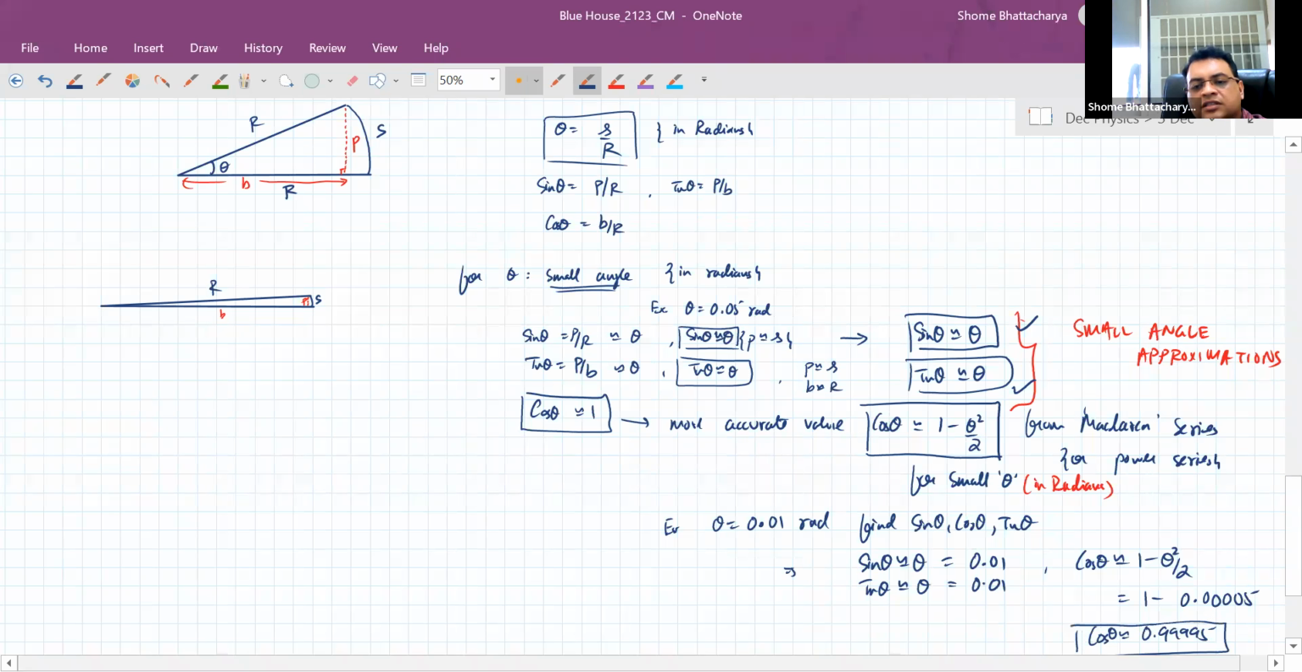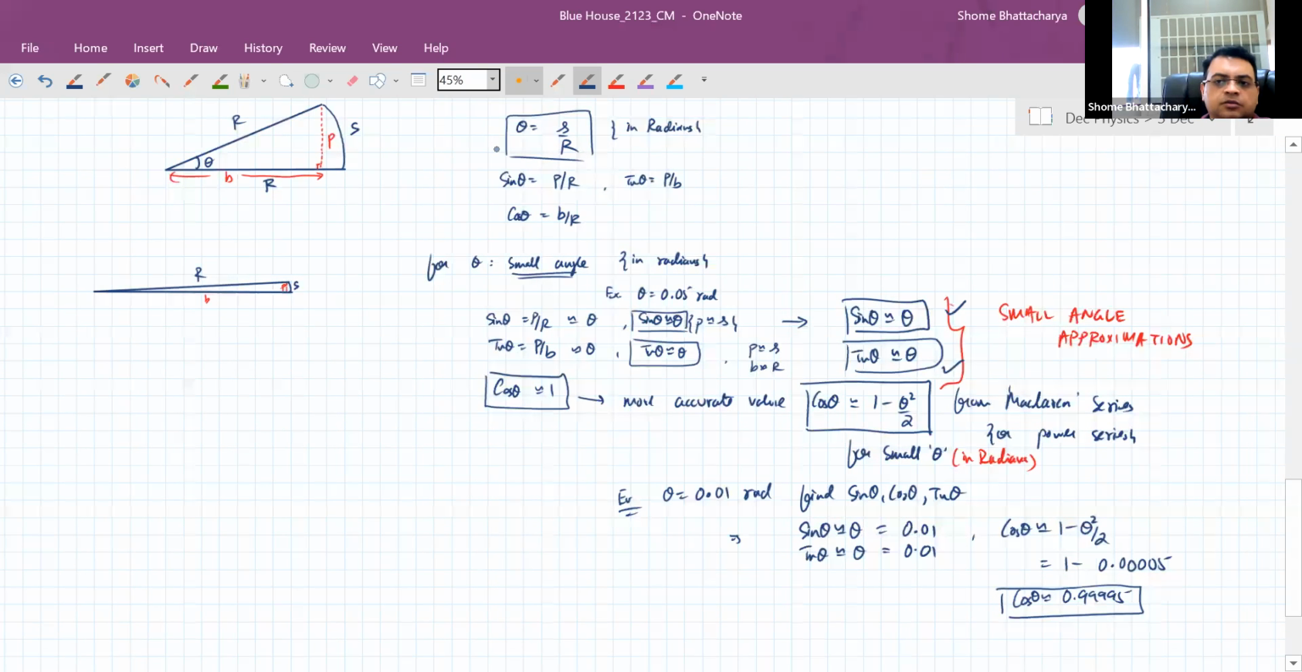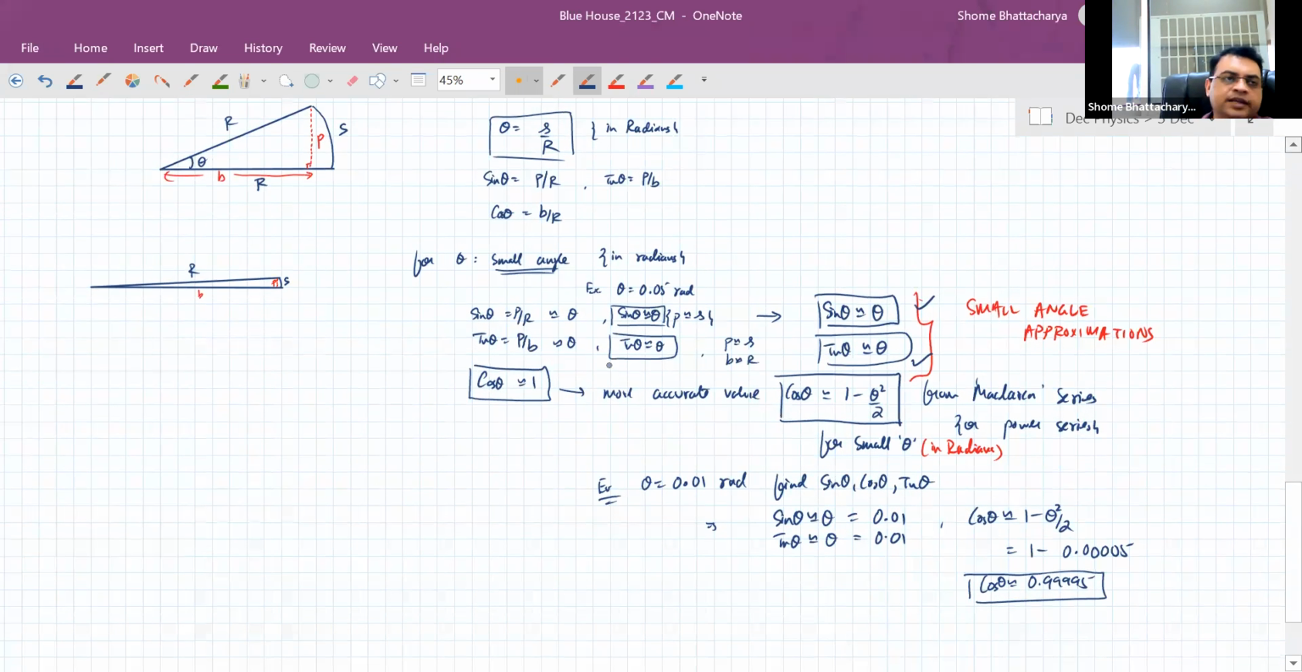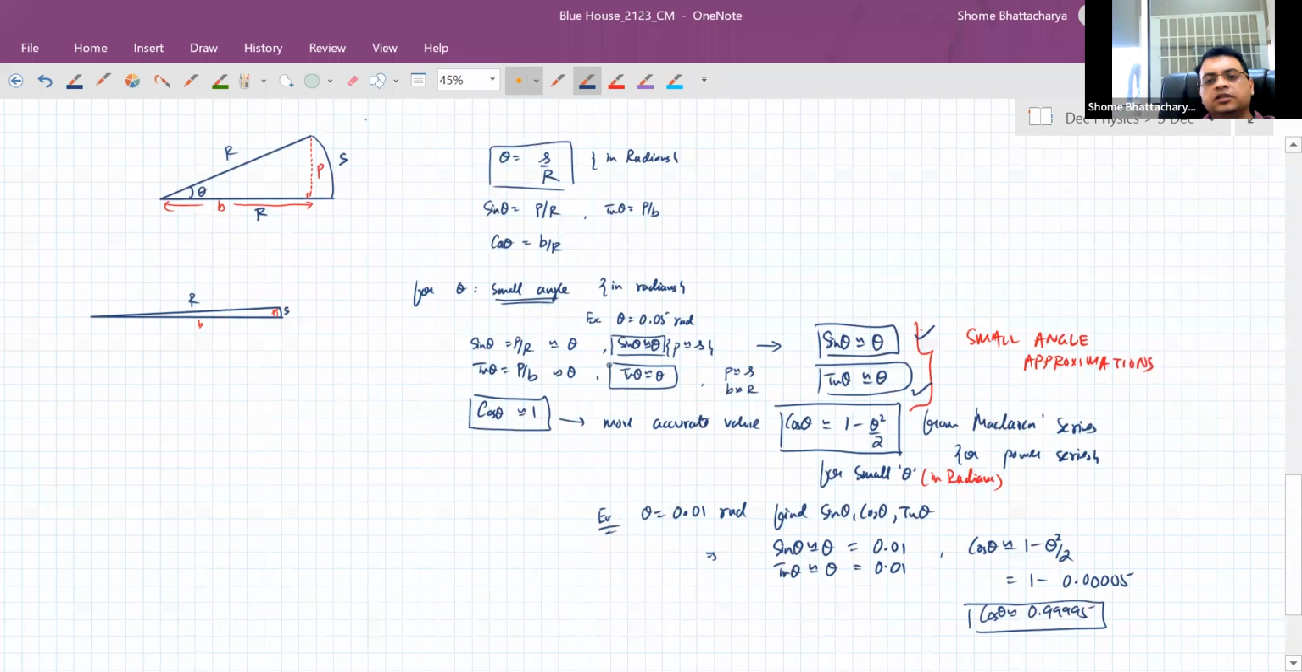This is as good as 1 in this case. So this is an example of the application of the small angle approximation. This is something that is going to be pretty significant and useful for us in various parts of physics, making use of the small angle approximations for the three primary trigonometric functions. You can just make a side note of this and then we'll see how we'll apply this in the particular question number 15.